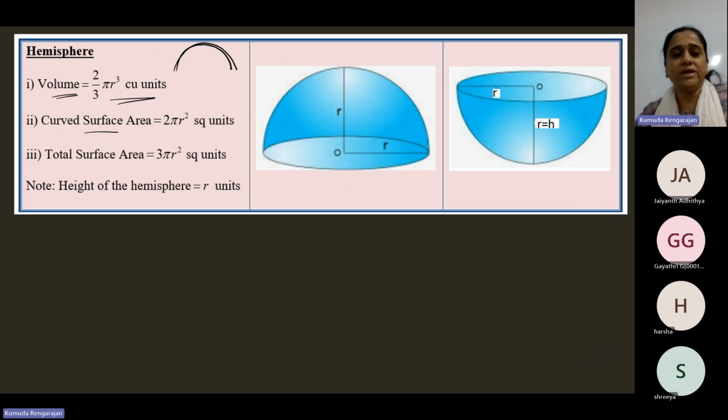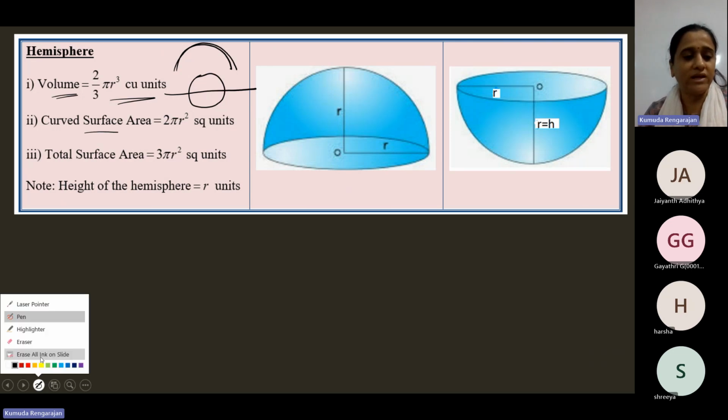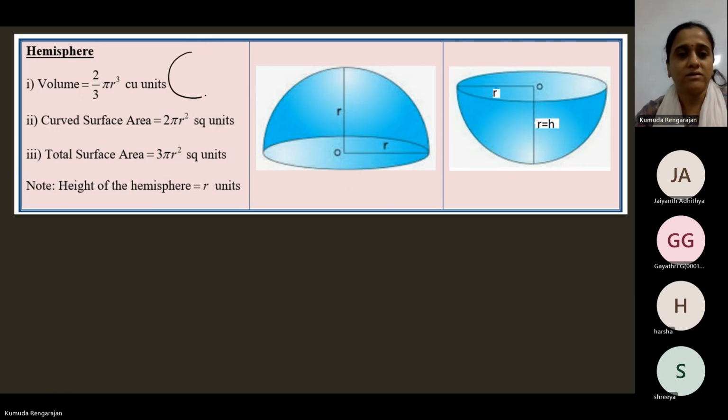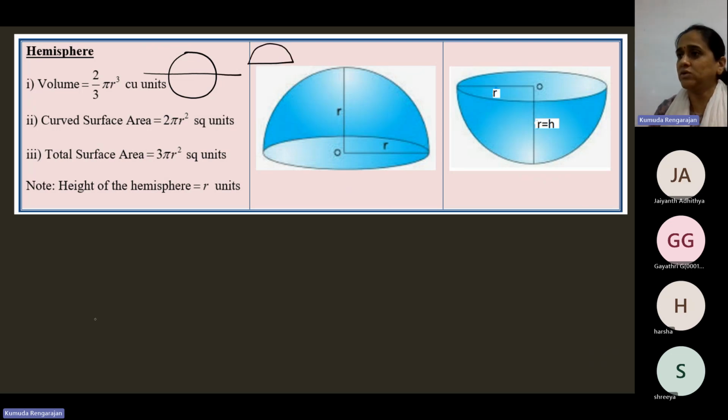Take the example of a laddu. When you want to share it with your sibling or somebody in two equal parts, you just cut it like this. Now you have half of the laddu with you. This is the laddu, and you cut it into two equal parts because you need to share it with somebody. So now you have one part of the laddu like this.